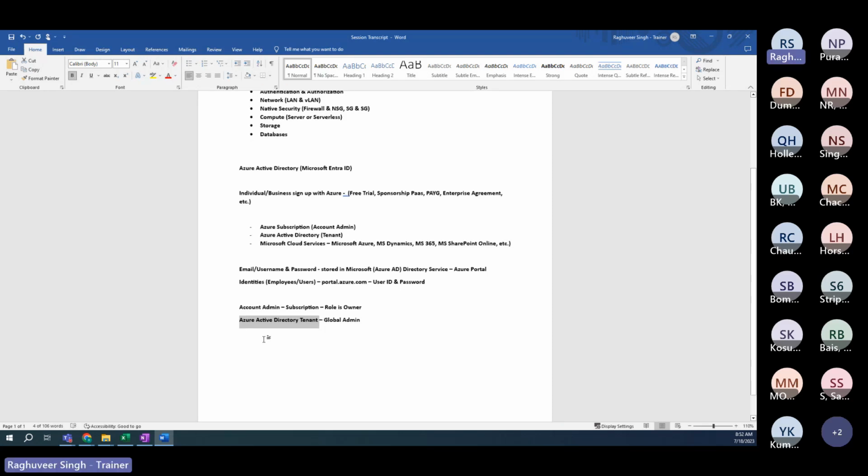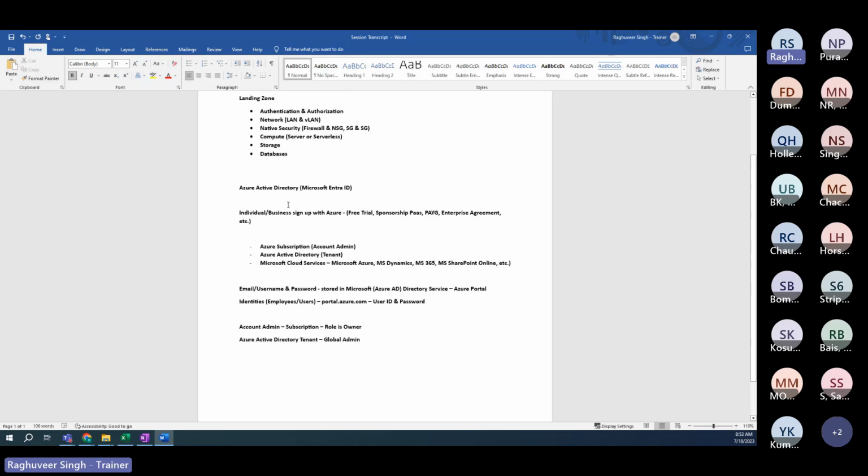And then you are also an account admin, wherein you can manage your relationship with Microsoft. In future, if you wish, you can subscribe to more services from Microsoft, like M365, Dynamics, SharePoint. You can also close the relationship with Microsoft. You can cancel a subscription, cancel a service. So that's what account admin is all about. So this is how we start our journey with Microsoft Azure.